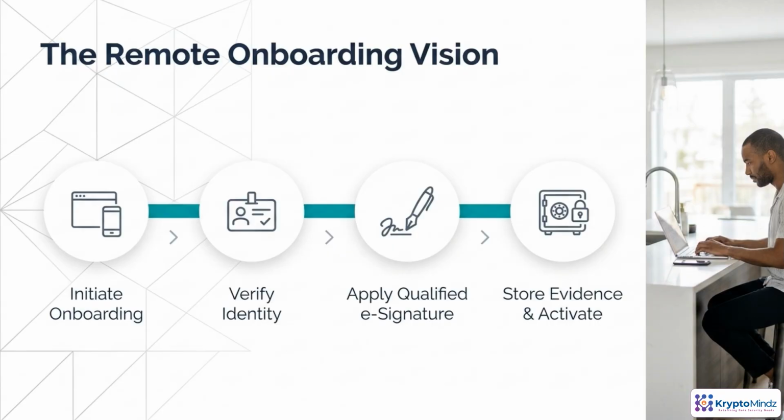Imagine a customer on their couch, opening a new bank account without ever visiting a branch. They start in a browser or app, enter their data, and their identity is checked using compliant remote verification. The bank presents the contract and terms digitally, just like a paper pack. The customer signs using a qualified electronic signature with full legal value under eIDAS. The bank then stores all evidence and activates the account right away.